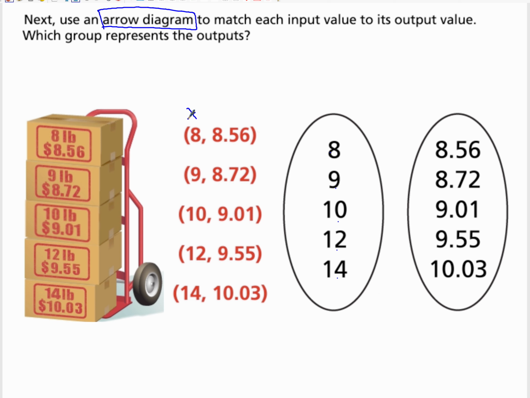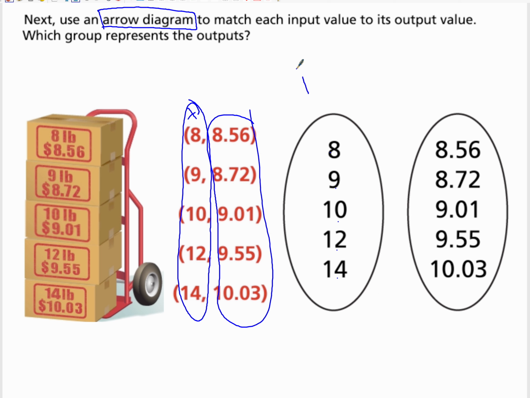It's the X values, right? It's this group of numbers right here. And where did they get these numbers? Those are the Y values. And so they have the inputs and the outputs listed separately in these little oval boxes. Now, what is this thing called? An arrow diagram. What would you expect an arrow diagram to have?